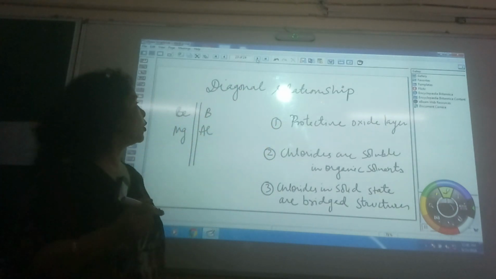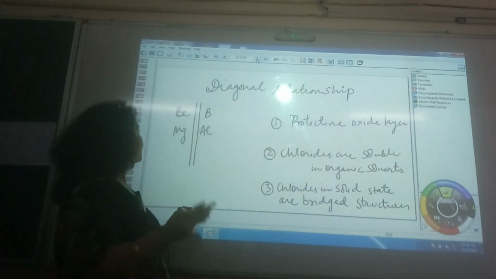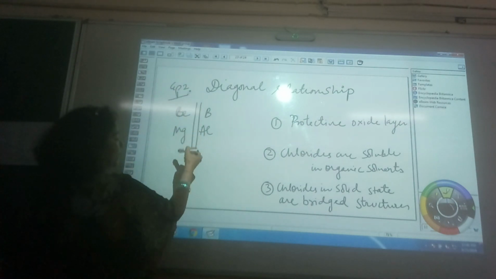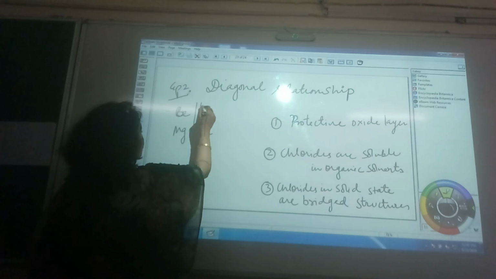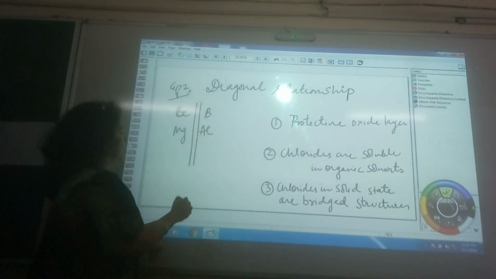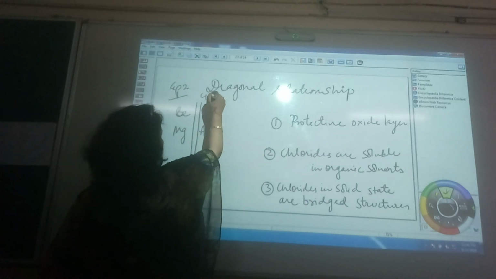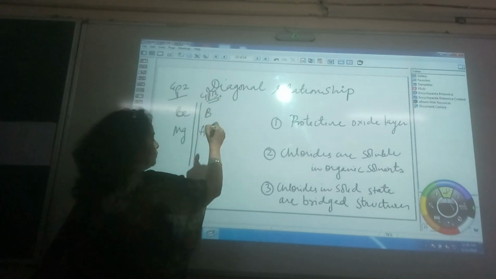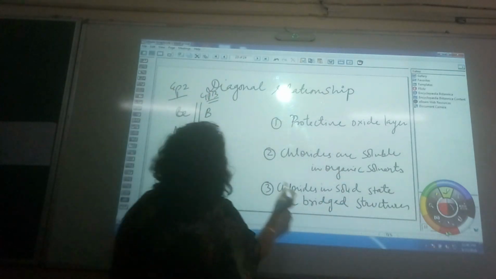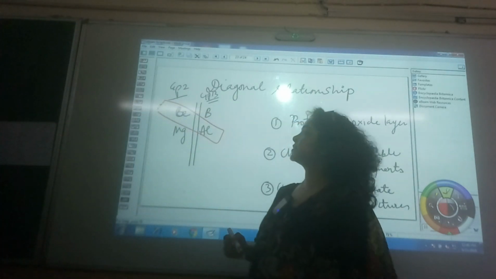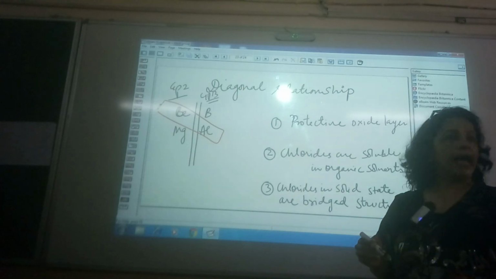Coming to the next important property, the diagonal relationship. Group 2 members, I have just taken 2 of them, beryllium and magnesium, the rest are there. After this you have the transition metals, for which I have left a gap. After that you come to group 13. In group 13 you have boron and aluminium. So diagonally we find beryllium resembles aluminium, and there are similarities between beryllium and aluminium.